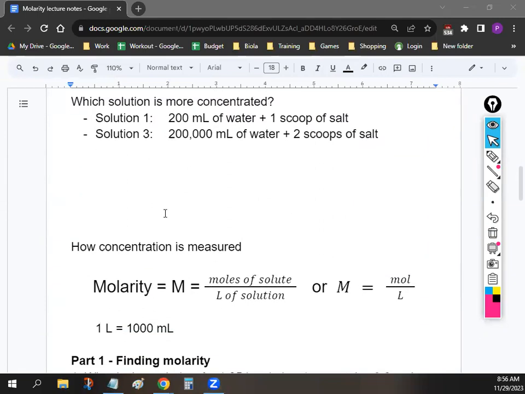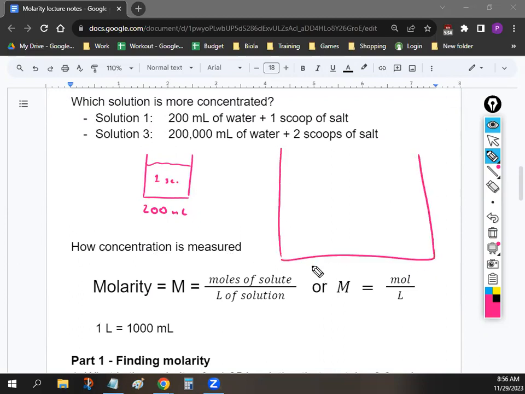Okay, so let's say that we're comparing another solution this time. Solution one is the same. You have 200 mils of water and you have 1 scoop of salt inside of it. Okay, that's solution one. But solution three, this one is going to be a lot bigger. It's going to be 200,000 mils of water. So a lot more water, and we put 2 scoops of salt in it. Which one do you think is more concentrated?